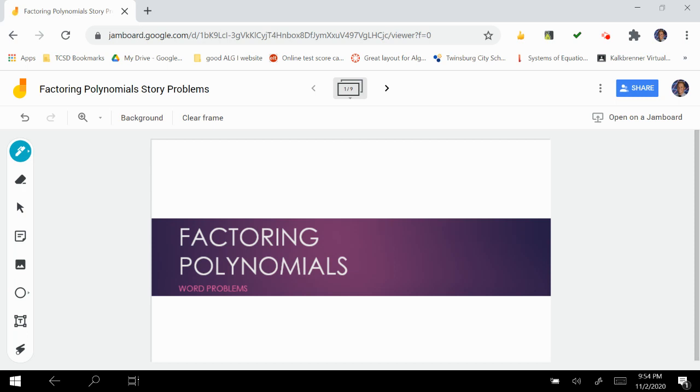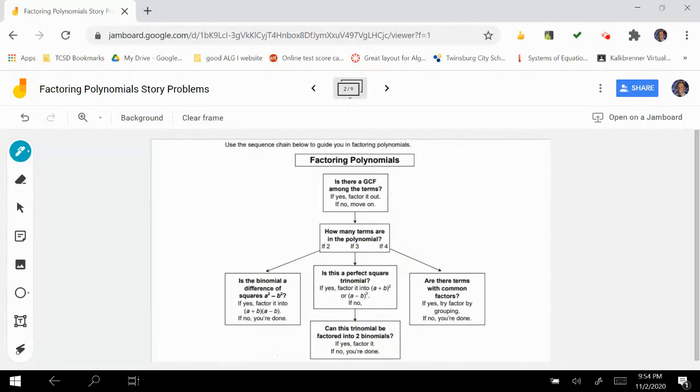Factoring polynomials. Word problems. All right, so here's the deal. Factoring polynomials, the very first step we need to do is, is there a GCF? GCF it, right? Greatest common factor. Then make sure that the first term is positive. If not, we factor out a negative. All that means is change each of those term signs.